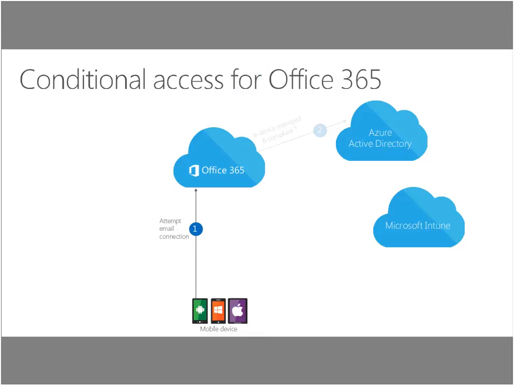Office 365, what we'll try to do from whatever mobile device is attempt to make an email connection. Office 365 will then take a look and authorize the user and find out whether or not that device is managed and is it actually compliant. We're going to return the device state to Office 365, and if that device is not compliant, we then push it into quarantine.